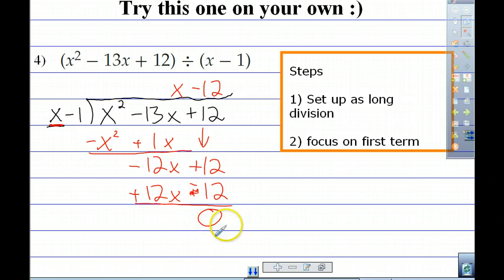Just for argument's sake, just a reminder, what if this came out to be like 2? And then we just say, okay, plus 2 over x minus 1. So whatever the remainder is, goes on top. Whatever dividing by, that goes on the bottom. Same as it did with just numbers only. You will have some in your homework that has this. Notice how I do it, put a plus.